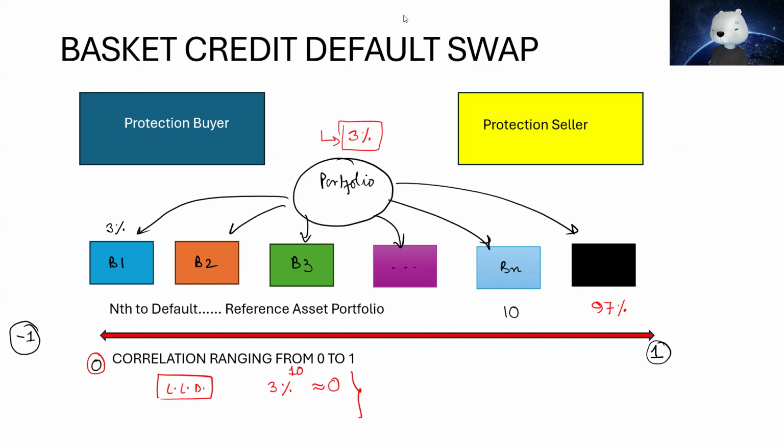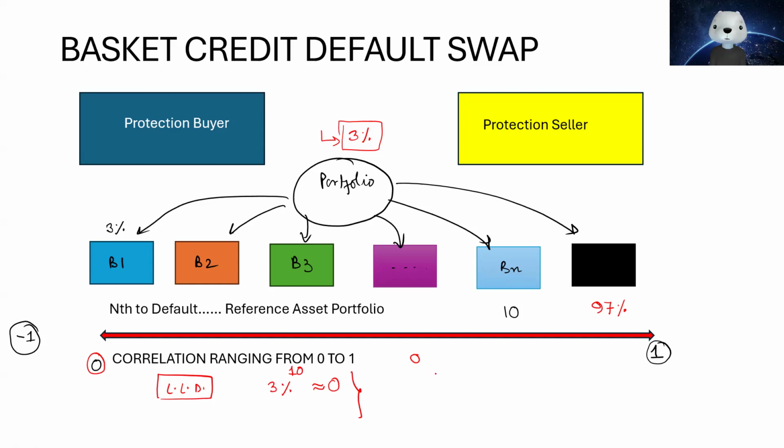References, 5% probability of default, and it's the first to default basket swap. However, when the correlation is zero, the probability that at least one will default is significantly high as compared to the portfolio that comprises of securities bearing a correlation of one or close to one. How is it so? So let's just work through the math a little bit.